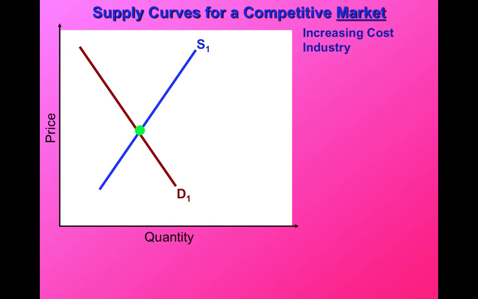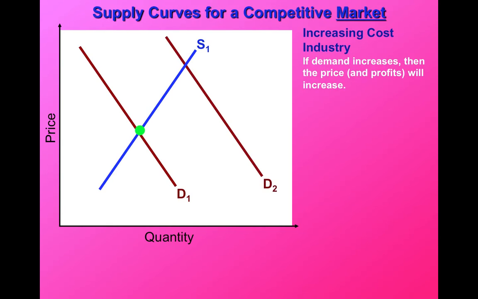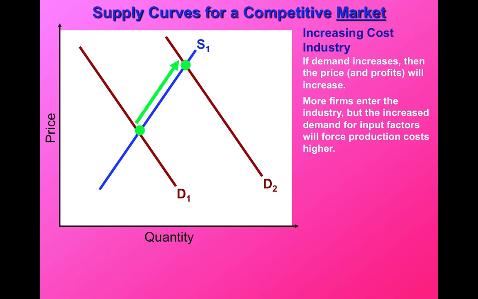Now let's take a look at how this scenario plays out for an increasing cost industry. So again, let's imagine we have some sort of demand shock here. The demand goes up, and so the price goes up. The price going up produces economic profits. Those economic profits attract more firms into the industry, and so supply goes up. But you'll notice, and this is the new long-run equilibrium here, and you'll notice in the new long-run equilibrium, the price is higher than it was before. Why is that?